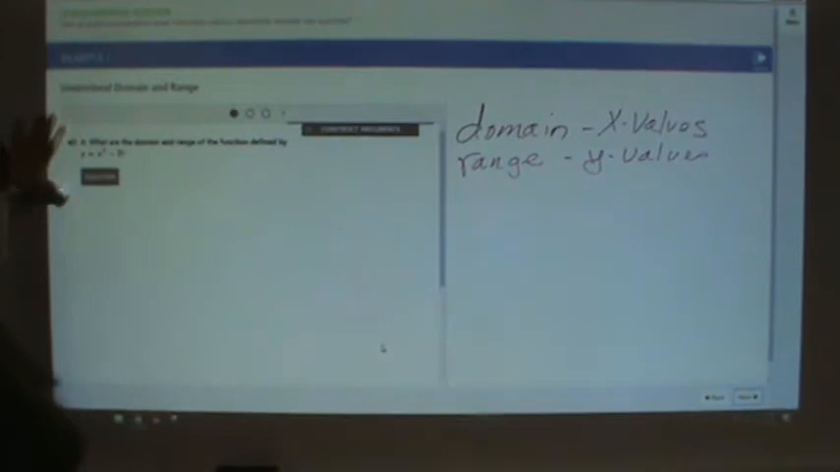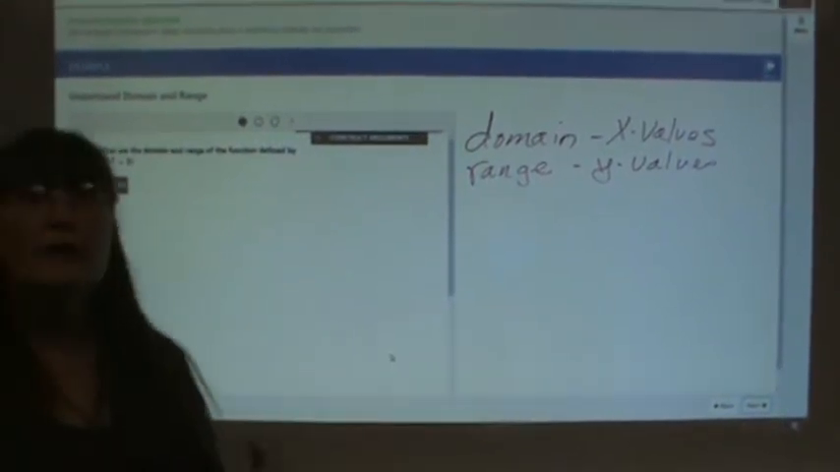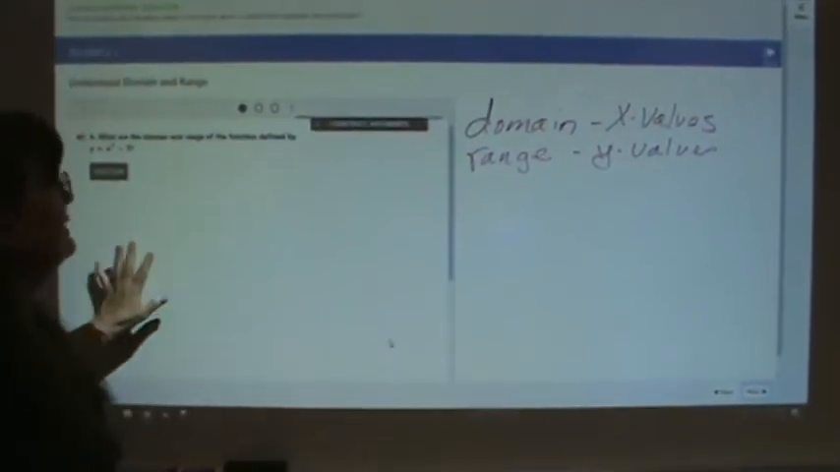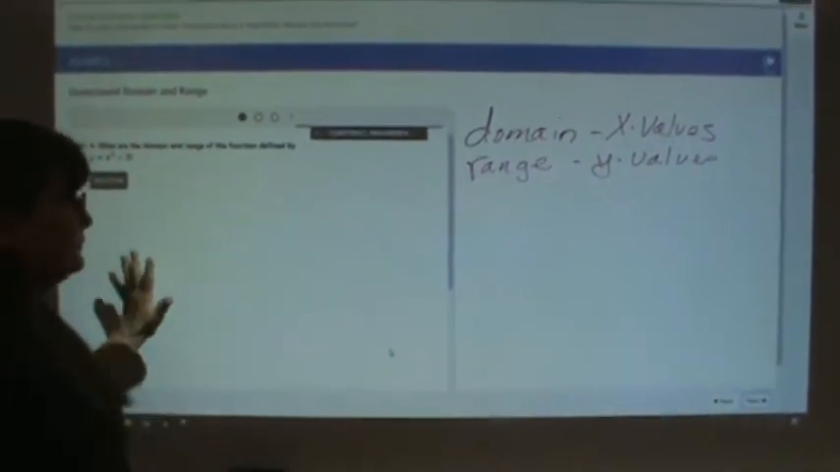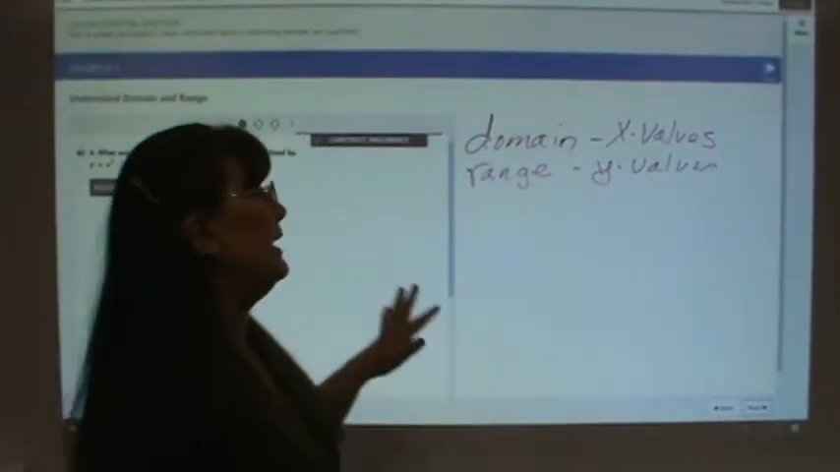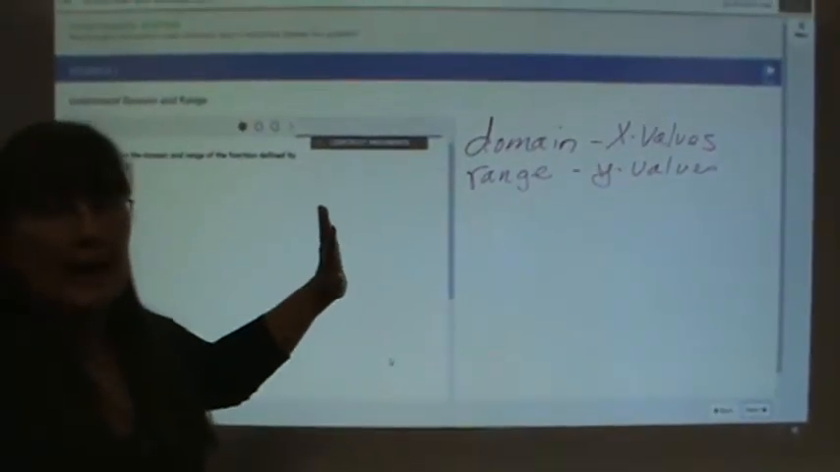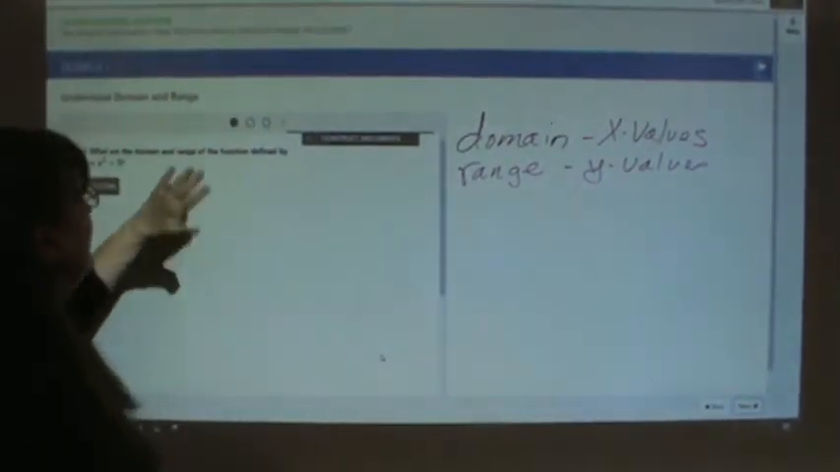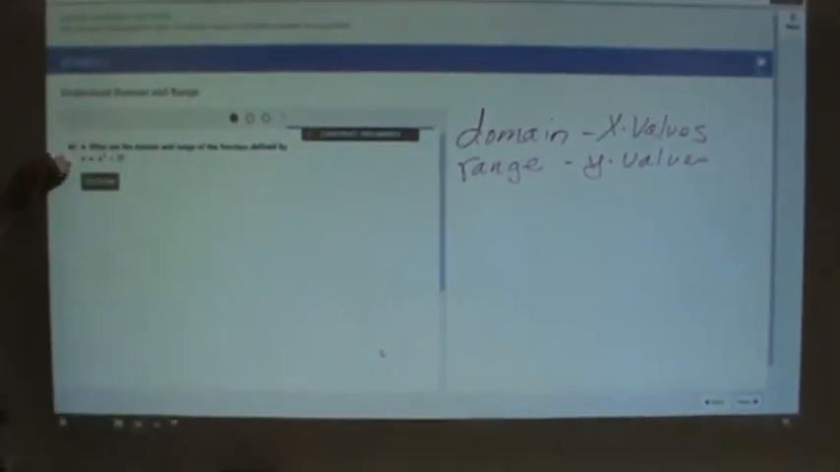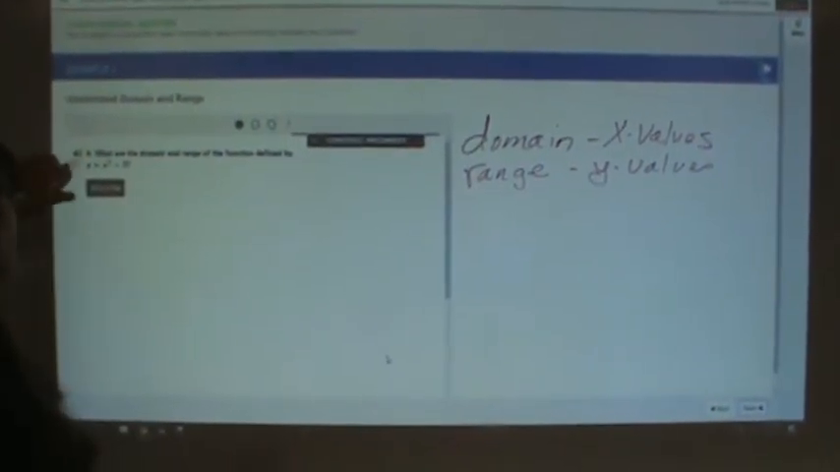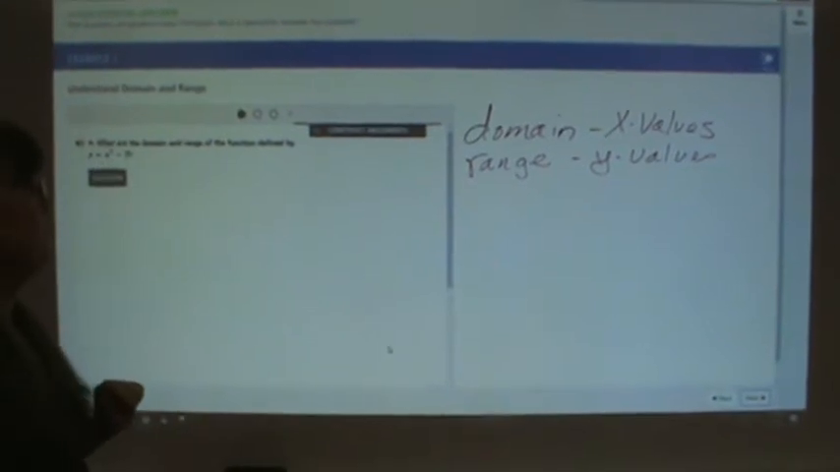All right, so this is the example. Those of you that have books can go through this example. Those that do not have books, if you want a book, you can come get one between 8 and 3. But what we're going to do is go ahead and go through this example. The first thing they give us, they want to know what the domain and range of this function is, defined by y equals x squared minus 3.